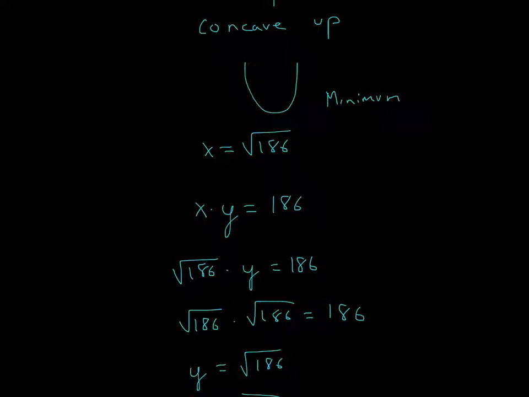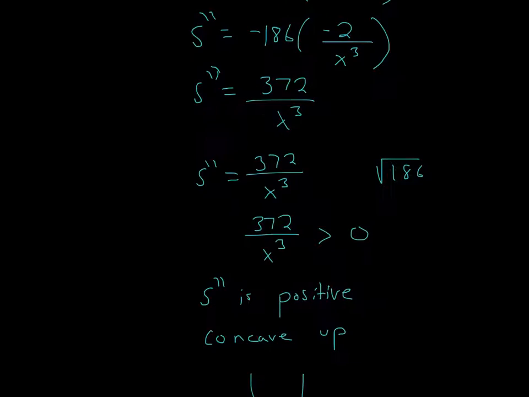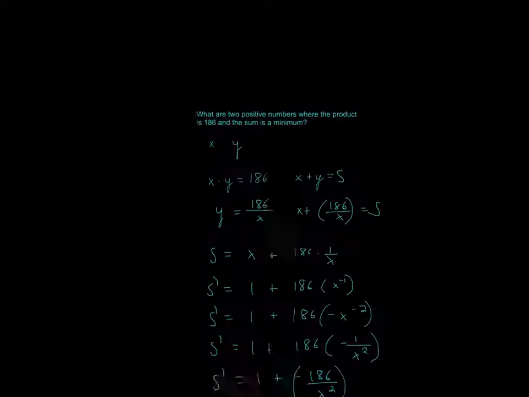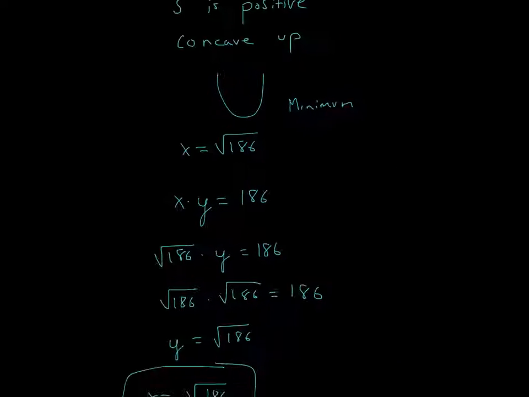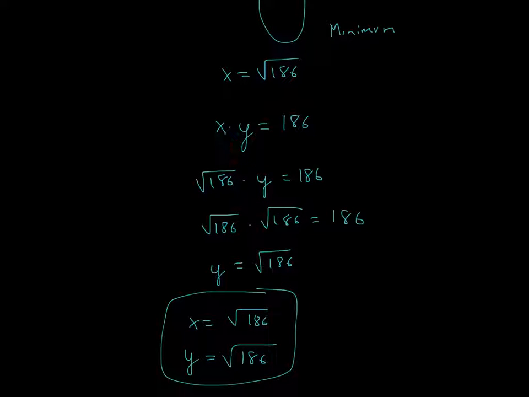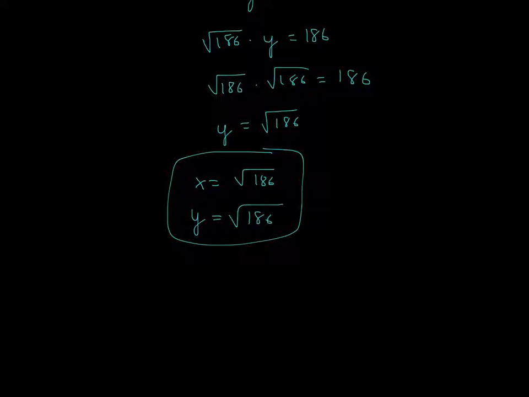So x times y, that was the original equation, x times y is 186. We plug in x, which is the square root of 186, times y, and it's equal to 186. And so the only number that would fit the equation is the square root of 186, because the square root times the square root is just the number, so y has to equal the same thing. So x and y are actually the same number, and that would be the square root of 186.